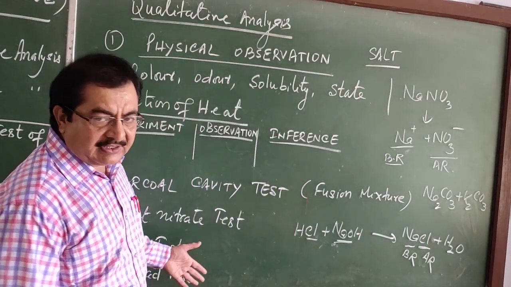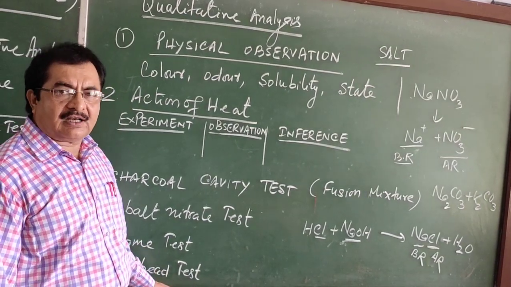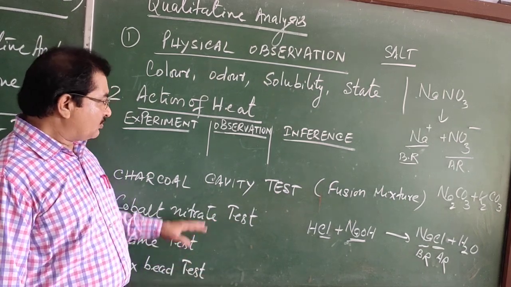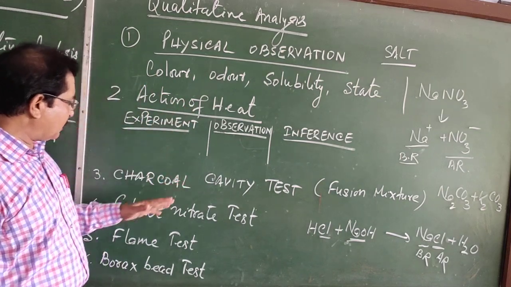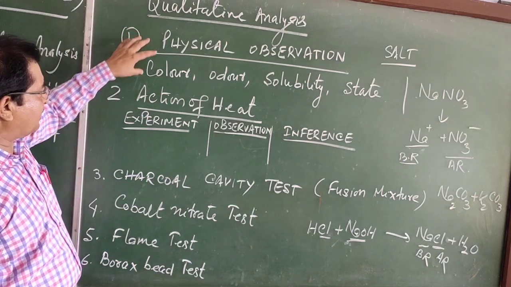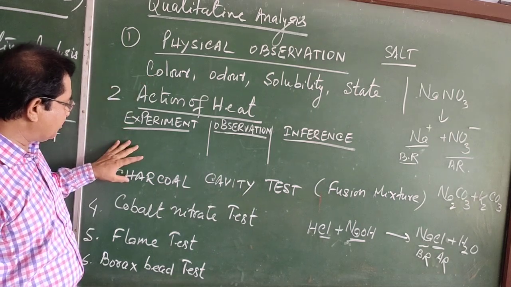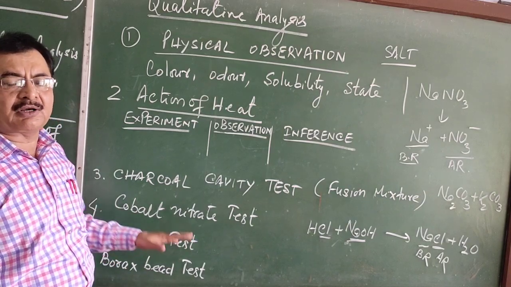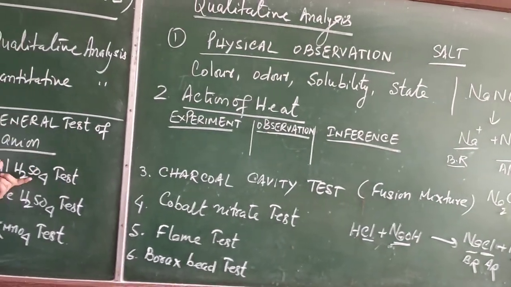Then we come to the borax bead test. In the borax bead test also there is one condition: if your salt is colored, then we perform the borax bead test, otherwise we omit it. So whatever we have done, physical observation and action of heat are common for basic radical and acid radical. But charcoal cavity test, cobalt nitrate test, flame test and borax bead test are mainly meant for basic radical.